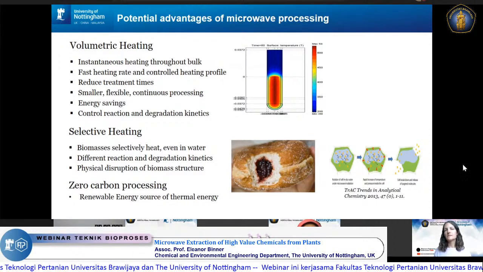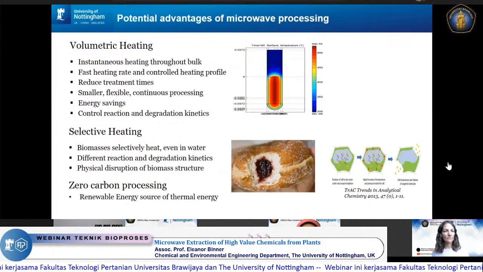This can lead to energy savings as well, but the energy savings are not because you're saving on heat capacity. Heat capacity is always the same. It always takes the same energy to reach a certain temperature. But if everything's smaller and quicker, then the heat losses are a lot less. So you can get energy savings from that. And you can also control reaction and degradation kinetics. And for me, in my area of research, that is probably the most important thing from the volumetric side.